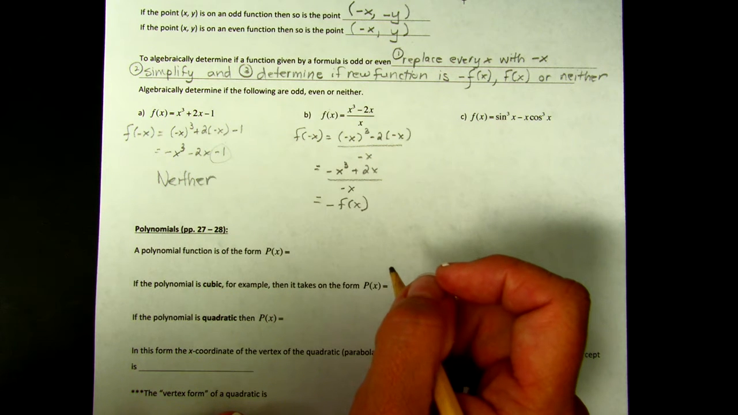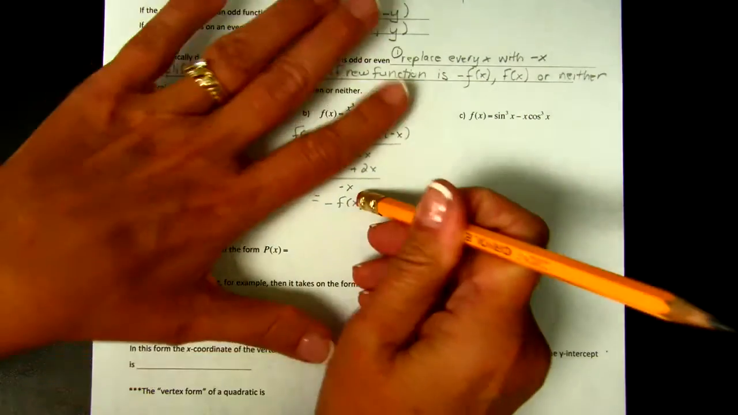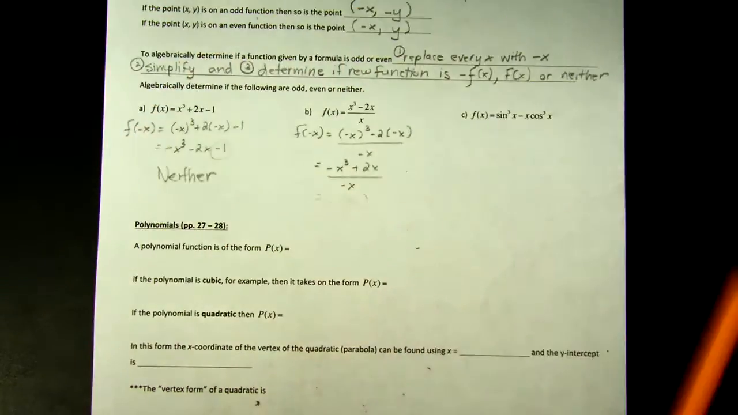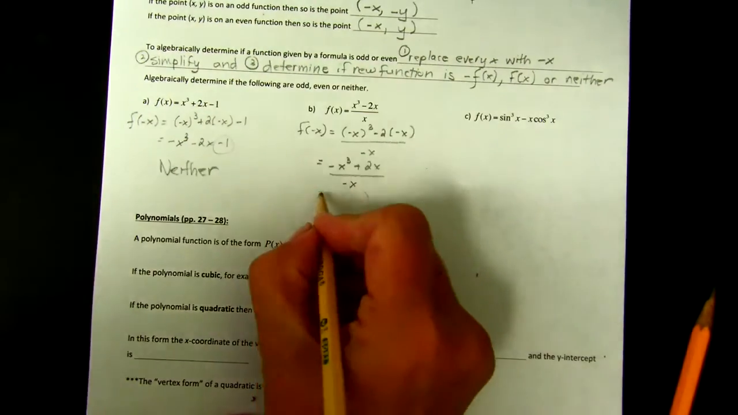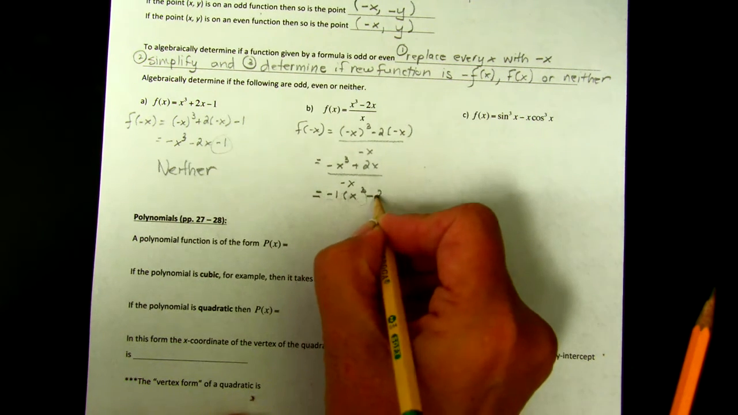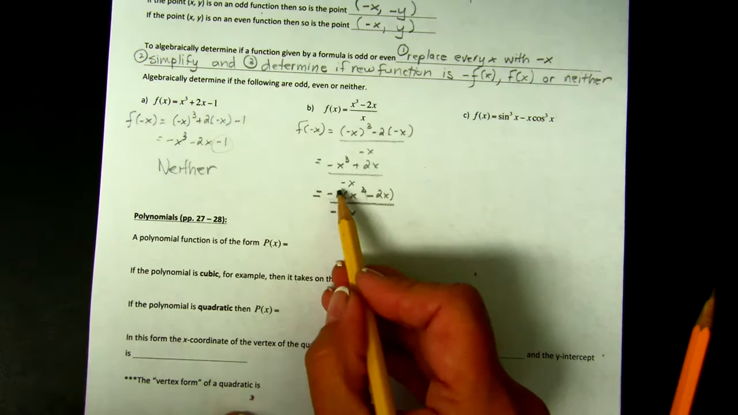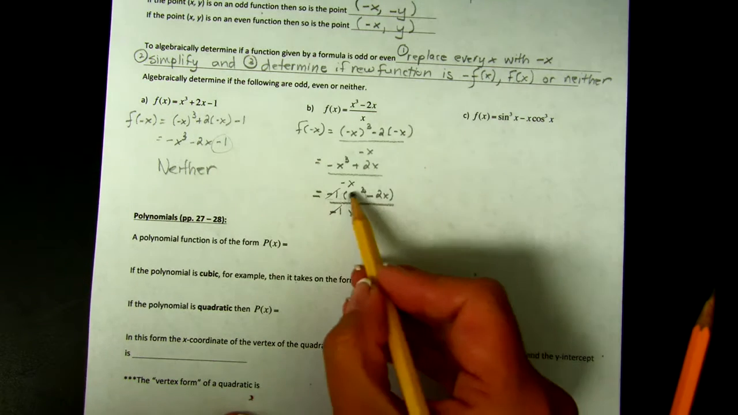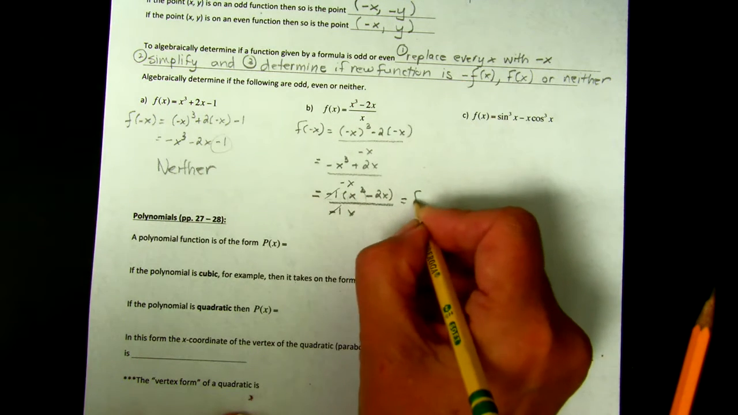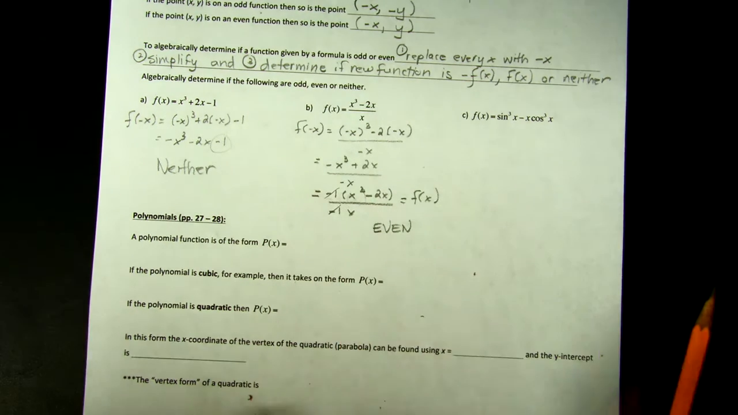Wait a minute, I don't want to do that. Nope, that's not true. I just had a rethink here. I'm going to factor negative 1 out of the top. If I do that, I get x to the third minus 2x. And then on the bottom, I have a negative x. And guess what? Those negative ones cancel. And this is now exactly that. And so this is equal to exactly f of x. So this is an even function.